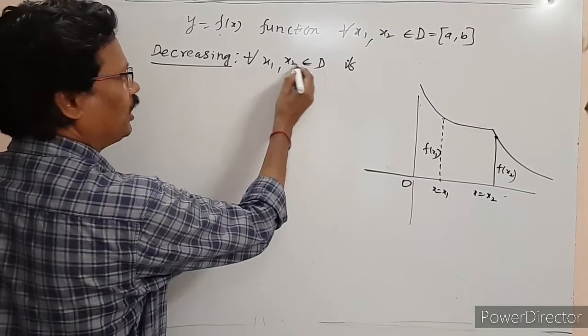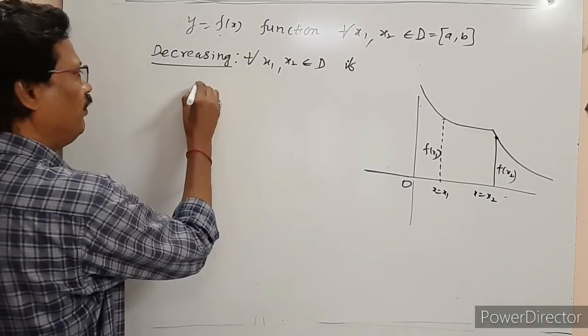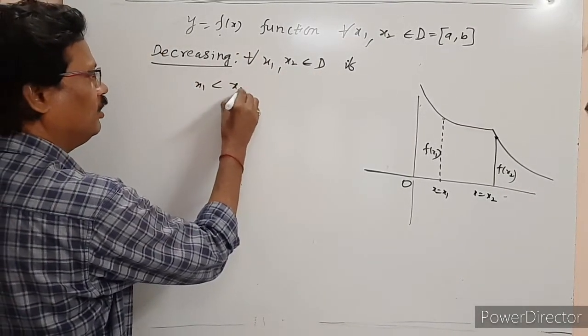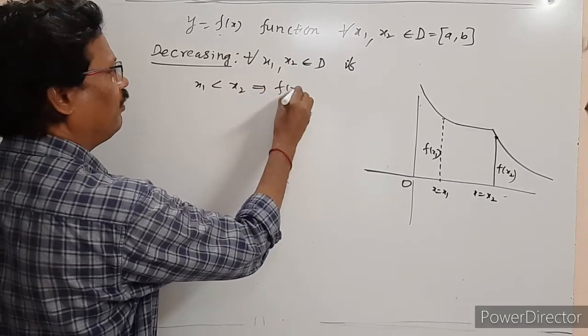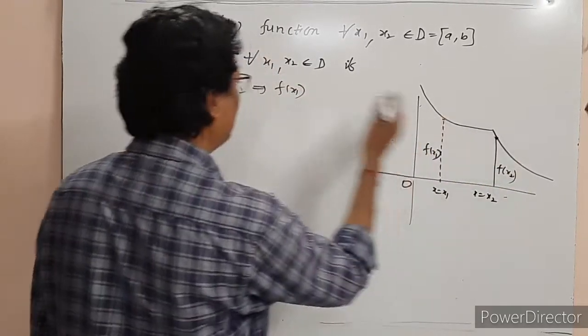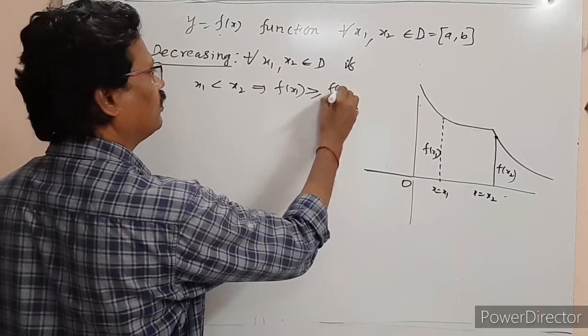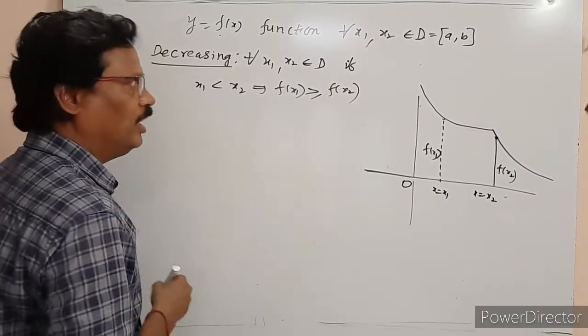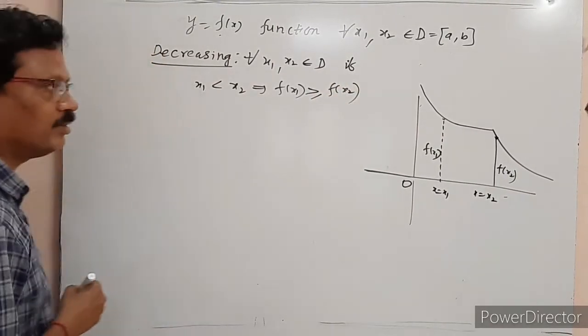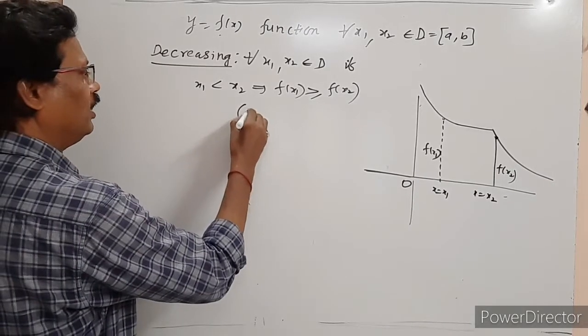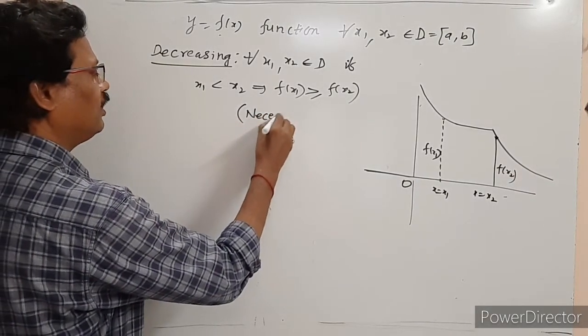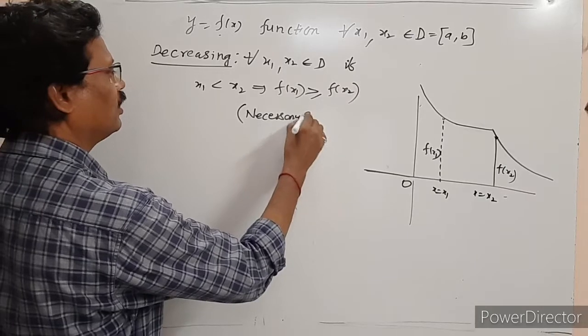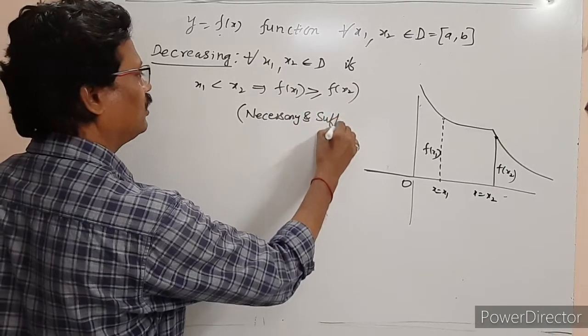Therefore, x1, x2 belongs to the domain. If x1 less than x2, this implies f of x1 greater than or equal to f of x2. Then that function is decreasing. Now, this is a necessary and sufficient condition.